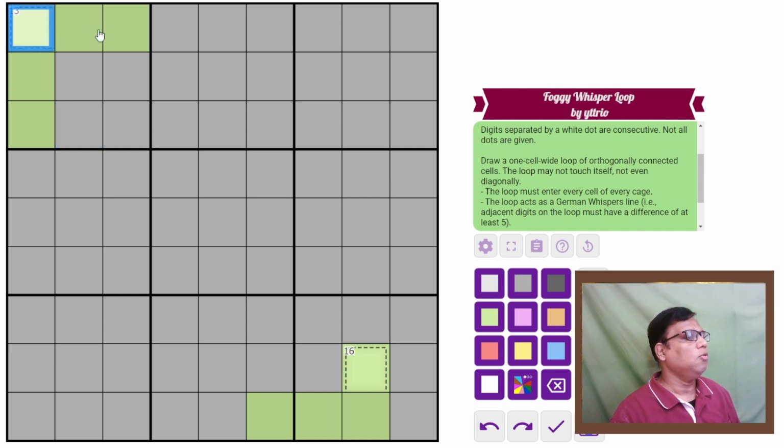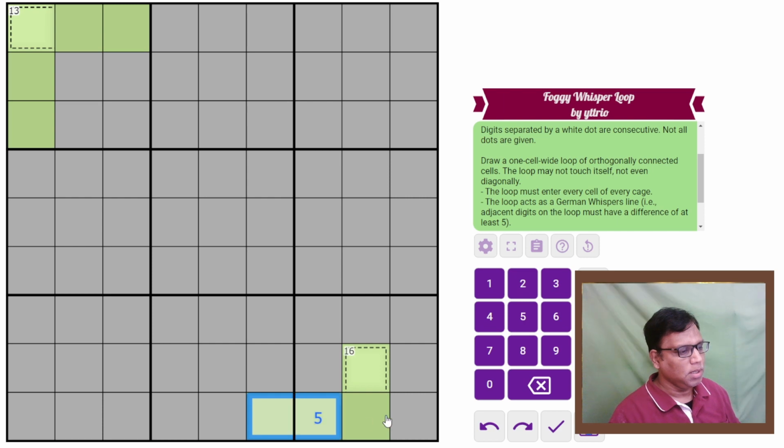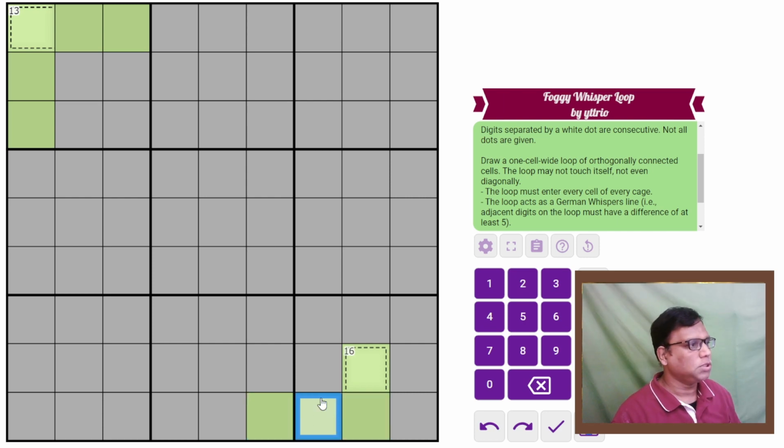Alright, and the loop is German whisper. One of the things, the first thing about German whisper is that the number 5 cannot occur on the German whisper line. So the number 5 will never occur on this loop, because if you have 5 here, the next digit must be either 0 or 10, which is 5 away from 5, which is not possible.